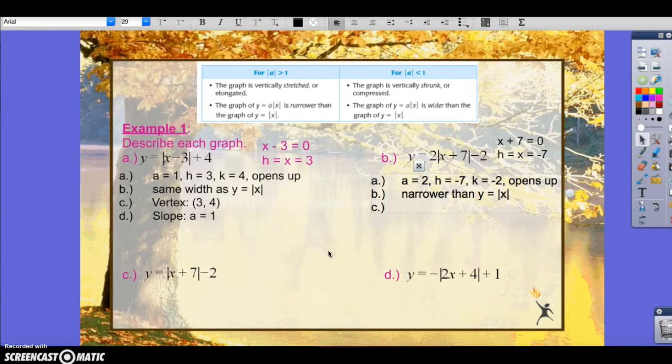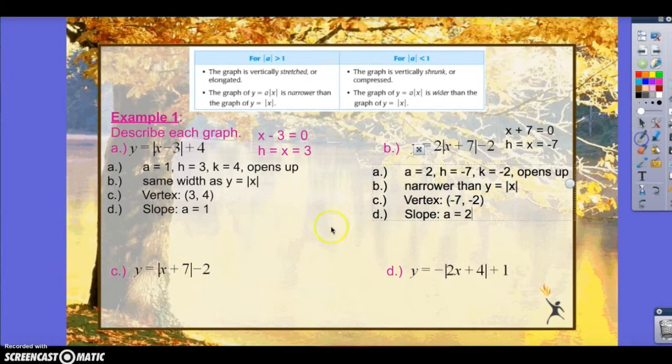Okay, C. We want our vertex. It's h comma k, or -7 comma -2. And D, slope. Slope is your a. And there's our answer.